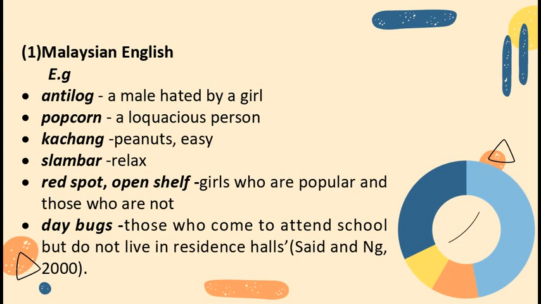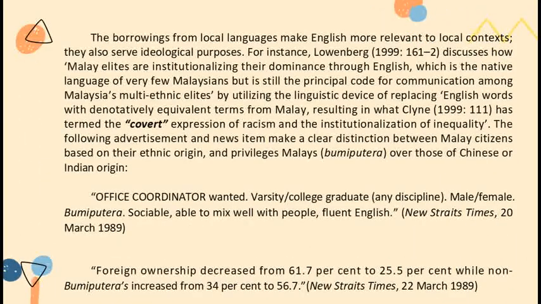Malaysian English: antilog, a male hated by a girl; popcorn, a loquacious person; kacang, or peanuts, easy; slumber, or relax; red spot, or open shelf, which are girls who are popular and those who are not; daybugs, those who come to attend school but do not live in residential halls.